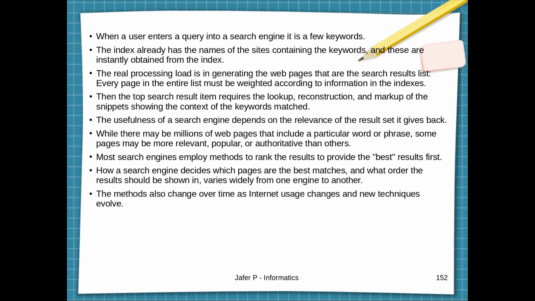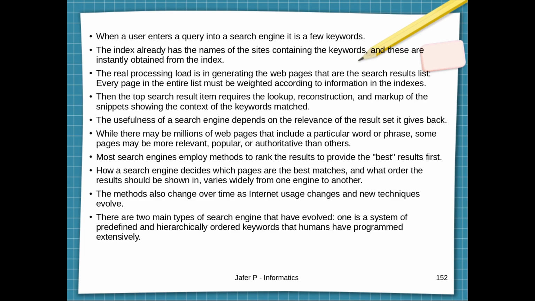The methods also change over time as internet usage changes and new technologies evolve. There are two main types of search engine that have evolved. One is a system of predefined and hierarchically ordered keywords that humans have programmed extensively.